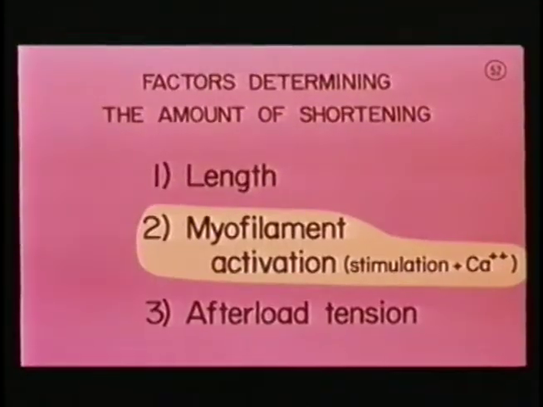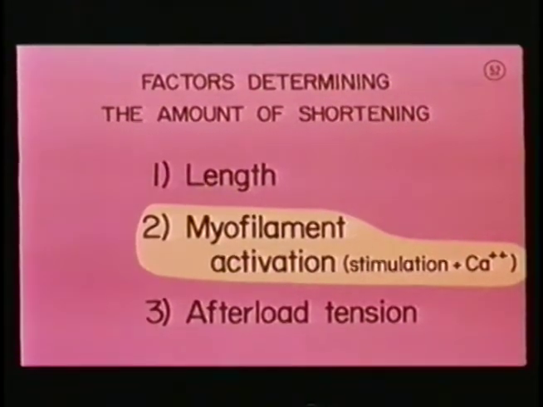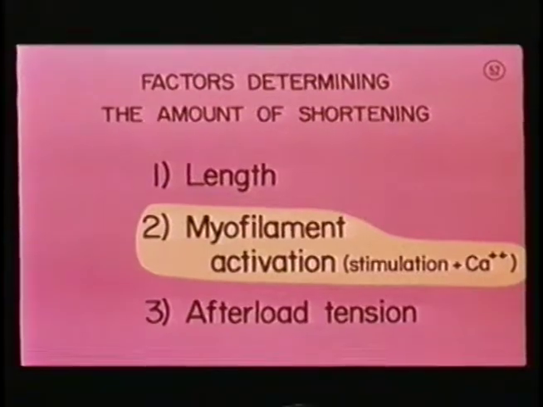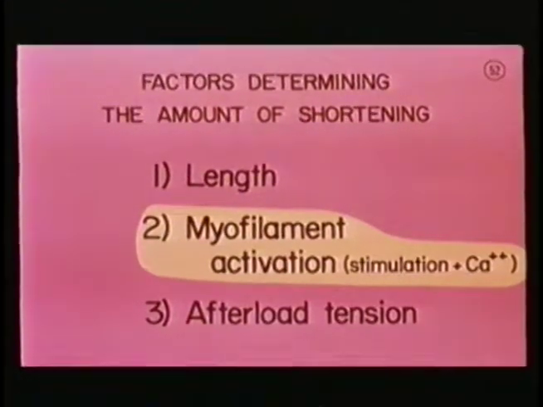The second of the 3 factors governing the amount of shortening is the level of myofilament activation. As calcium diffuses toward the myofilaments after stimulation, the level of myofilament activation increases and reaches a peak.